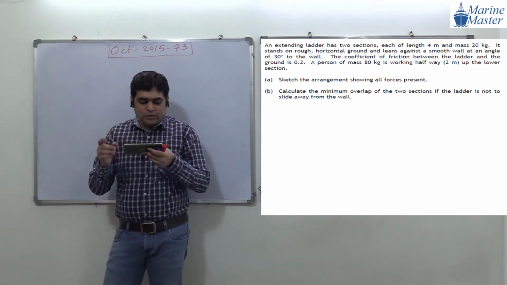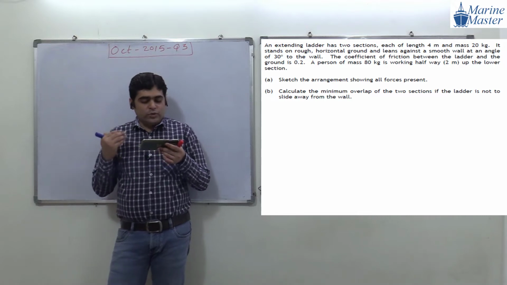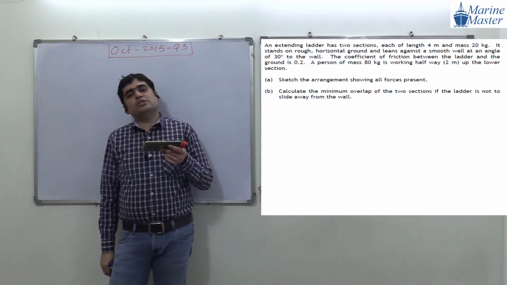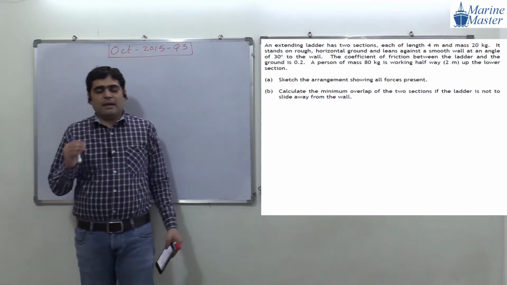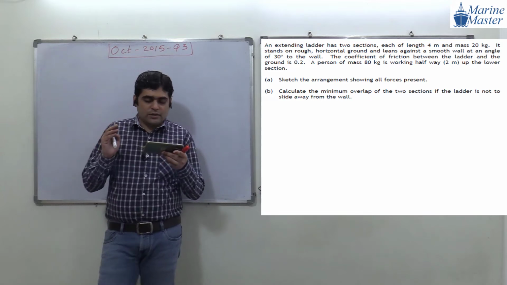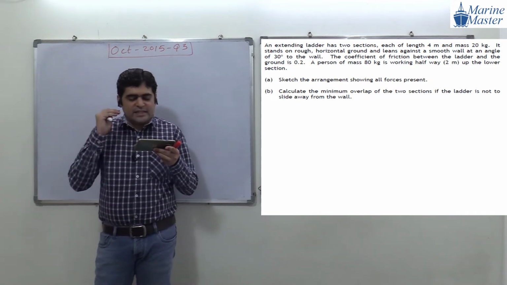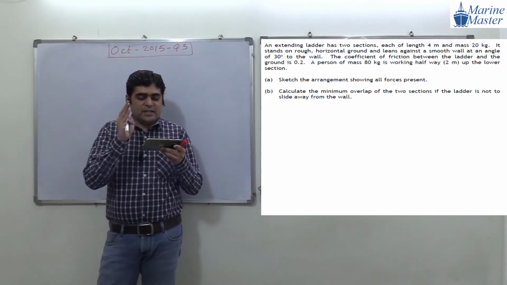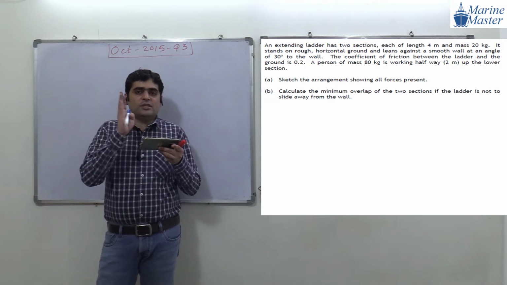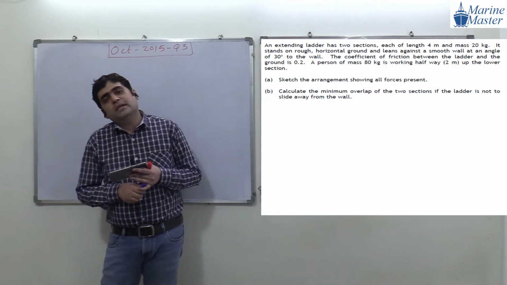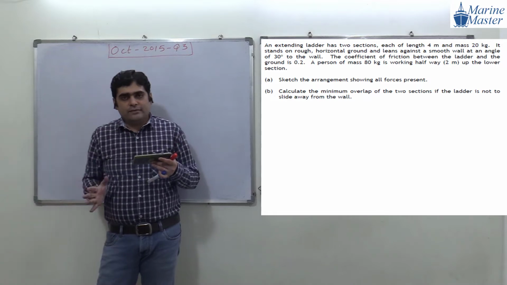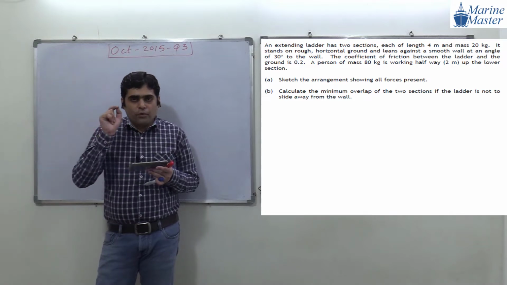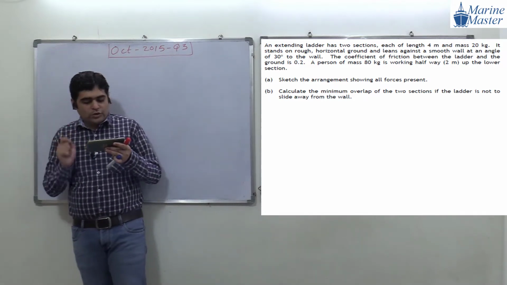I'm going to read the question. An extending ladder has two sections, each of length 4 meter. Each section has a length of 4 meter and a mass of 20 kg. There are two sections, and each section has a length of 4 meter and a mass of 20 kg. So what will be the total mass of the ladder? The total mass of the ladder will be 40 kilogram.